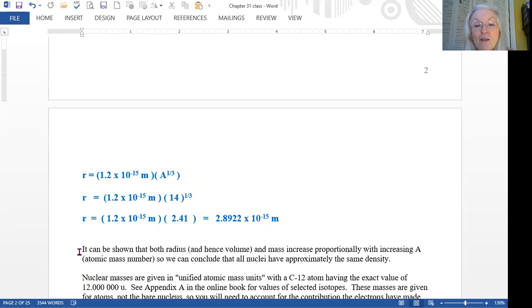So again, we're talking about the nucleus, not the atomic density, but the nuclear density, because, well, it's just fascinating. I'll move on. I need to focus.